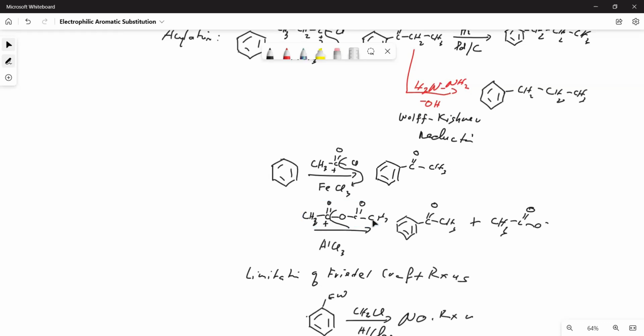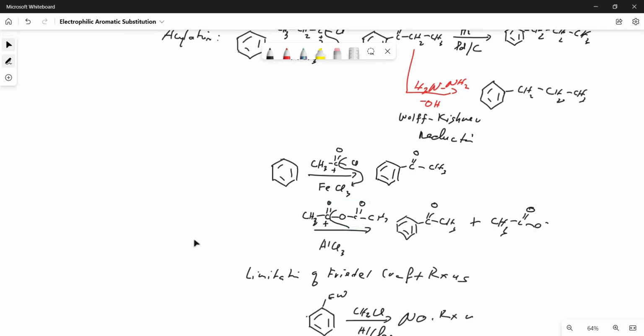Acetophenone can also be synthesized using acetic anhydride. So this is the structure of acetic anhydride. If you add the Lewis acid again, this one will be cleaved, and this acetyl group will be attached again, except that there is a byproduct, acetate, coming from acetic anhydride.